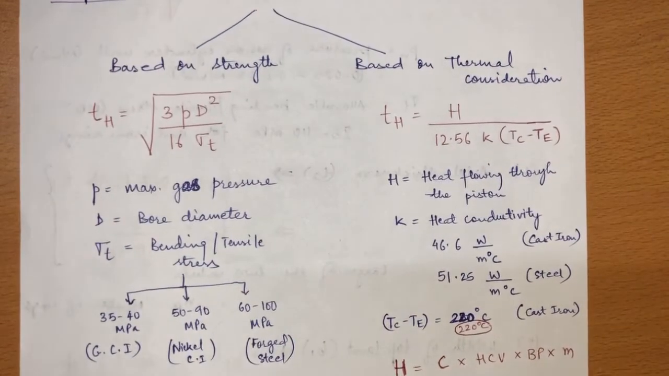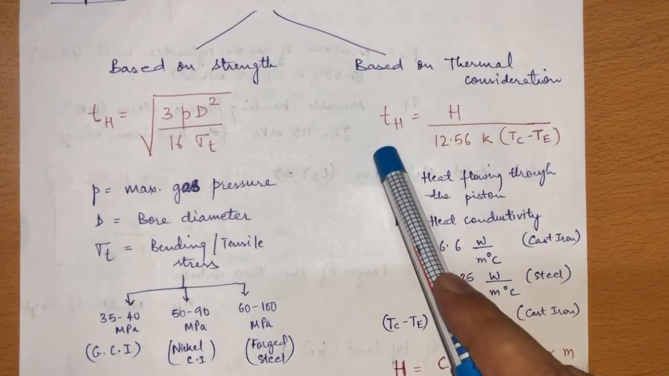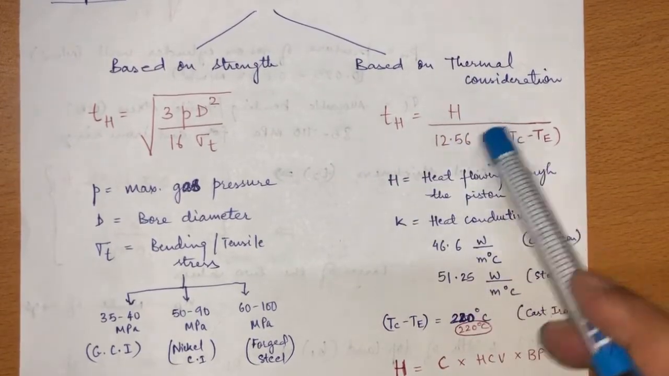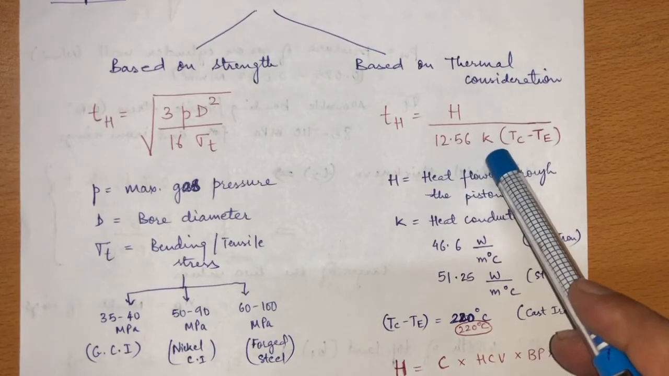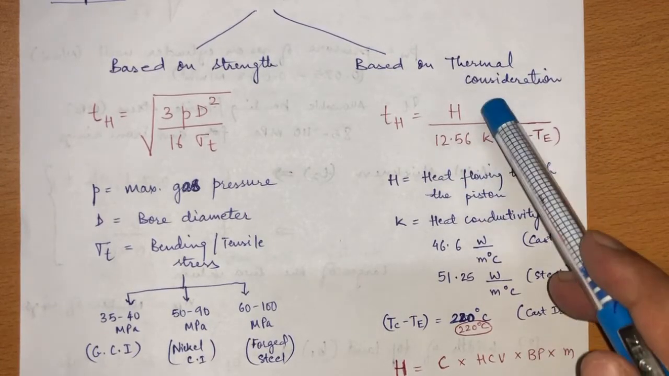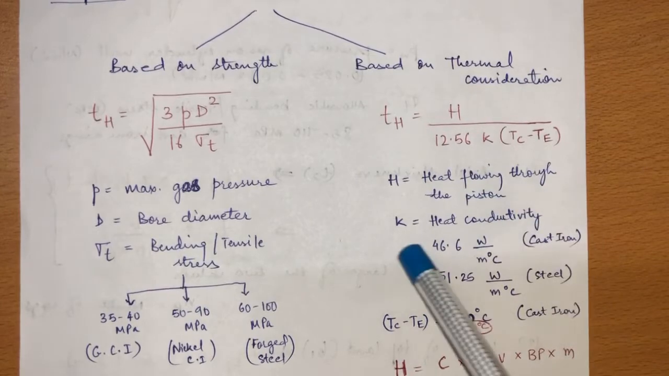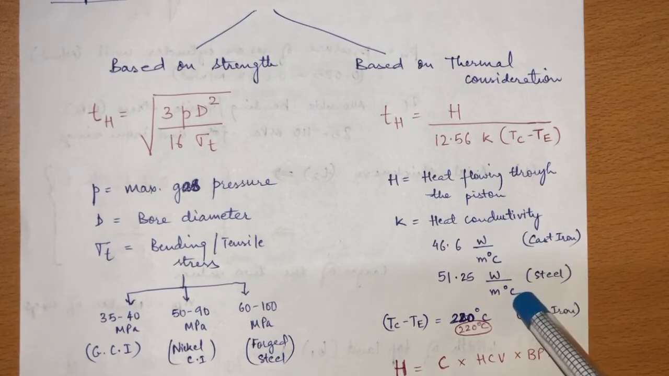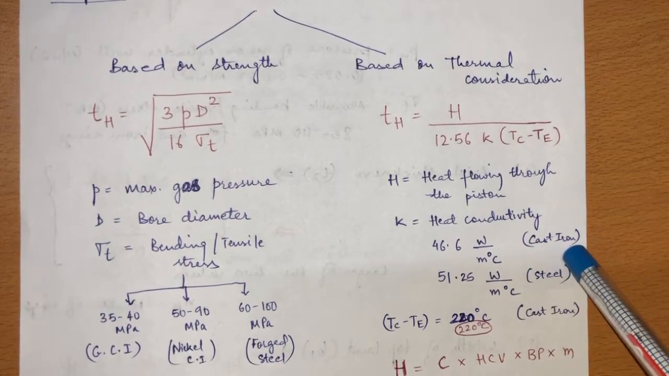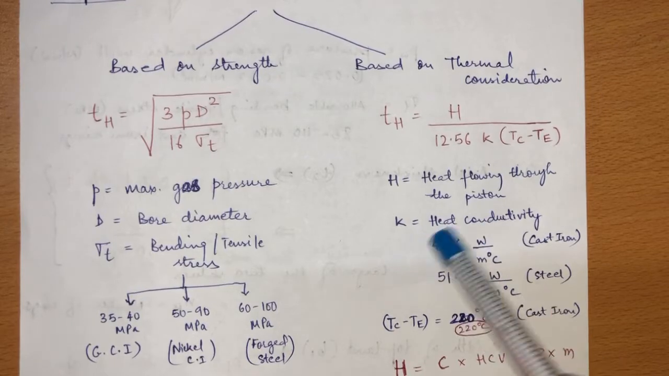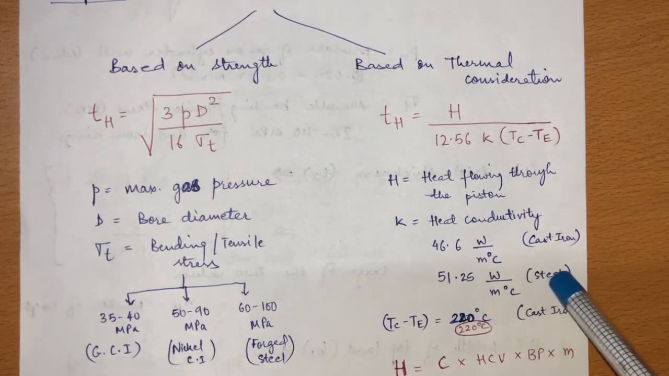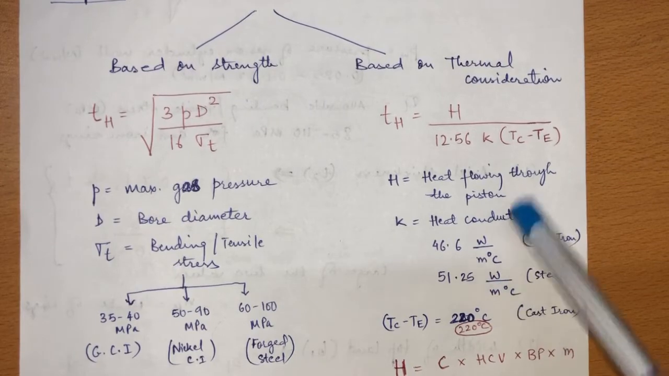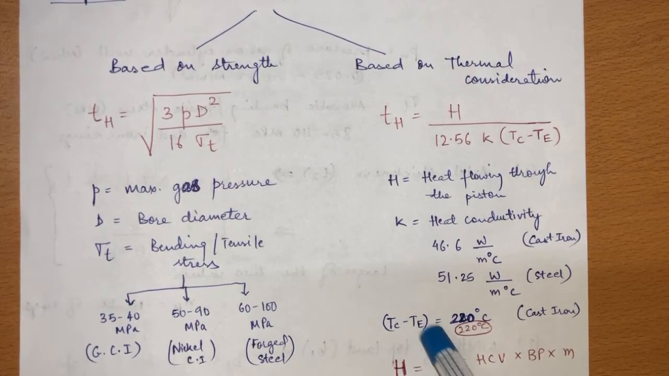Talking about the thermal consideration, the TH formula has now changed to capital H divided by 12.56 K (TC minus TE), wherein H is the heat flowing through the piston, K is the heat conductivity, which has two values again based on the material of the piston. First is cast iron, wherein the value will be 46.6 watts per meter degree Celsius, and for steel it will be 51.25. The next term is TC minus TE. TC is the temperature at the center and TE is the temperature at the edges.